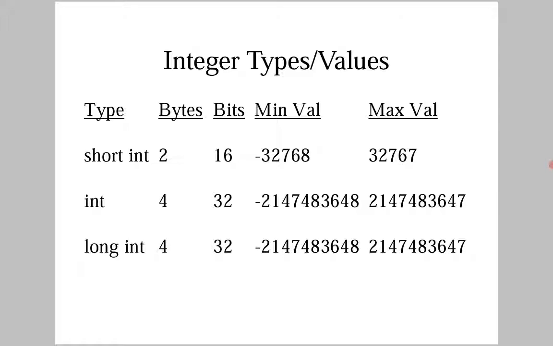Different integer types are available, like short int and long int. Int generally occupies 4 bytes or 32 bits. Short int occupies 2 bytes or 16 bits. Long int occupies 4 bytes or 32 bits. The range of integer values is minus 32,768 to plus 32,767.